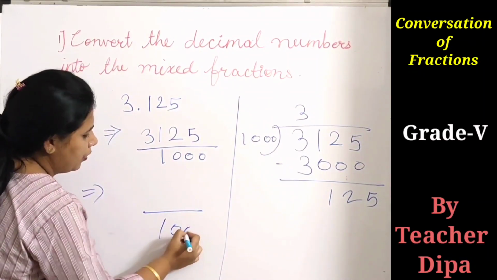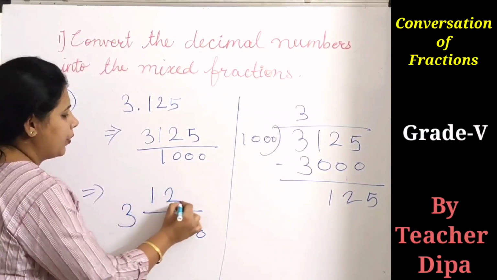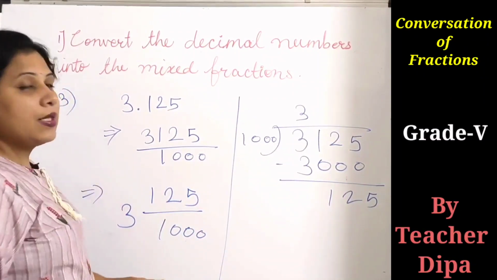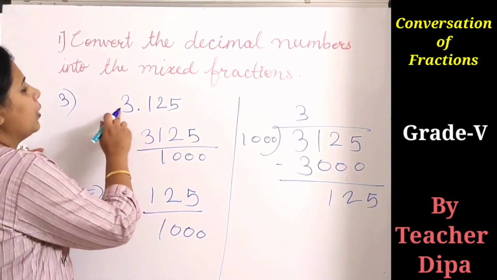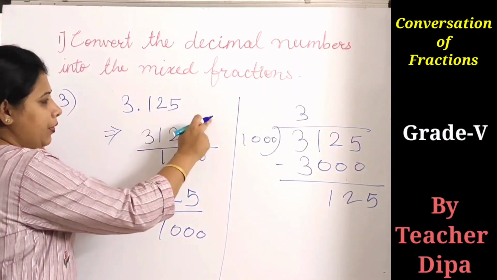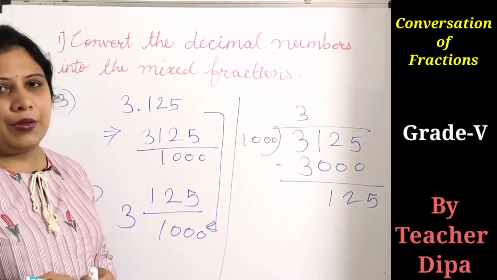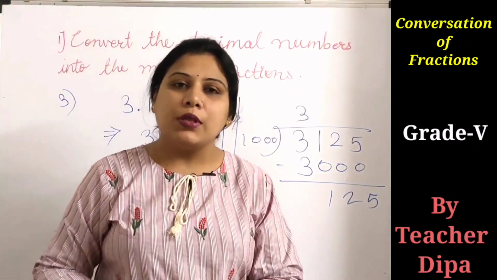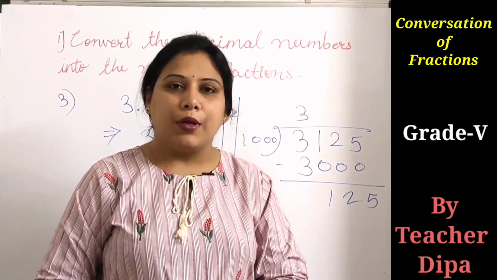1000 is my denominator that I can write as it is. 3 I am writing here and 125 I am adding. So this is my mixed fraction. So the answer for this, to convert the number 3.125, can be written in this way into the mixed fraction. Okay. Now students, this is how to convert the decimal numbers into the mixed fraction.